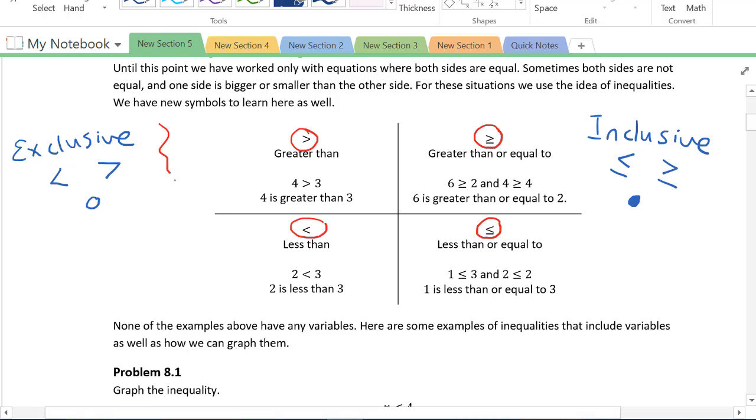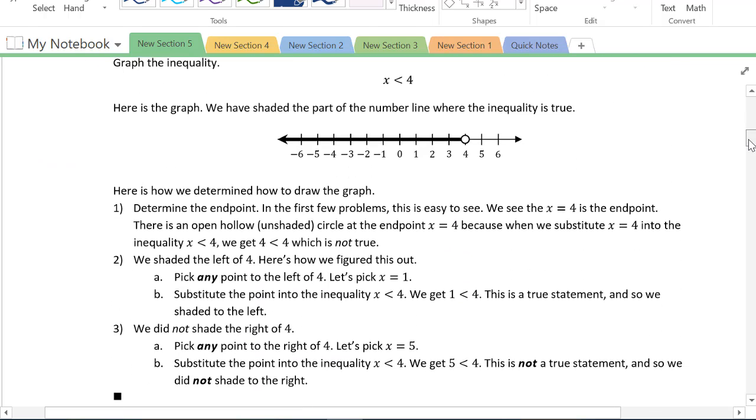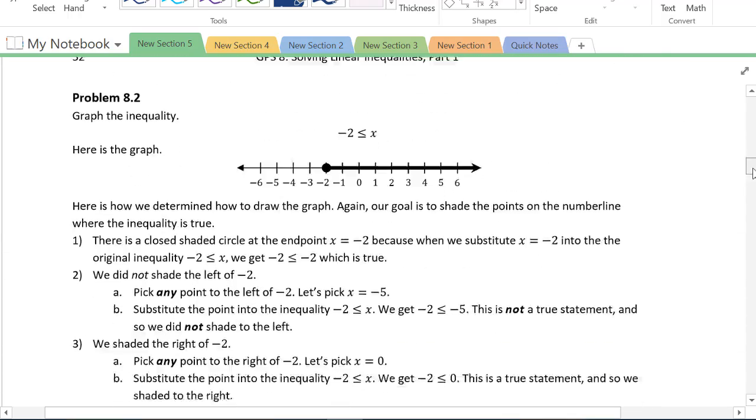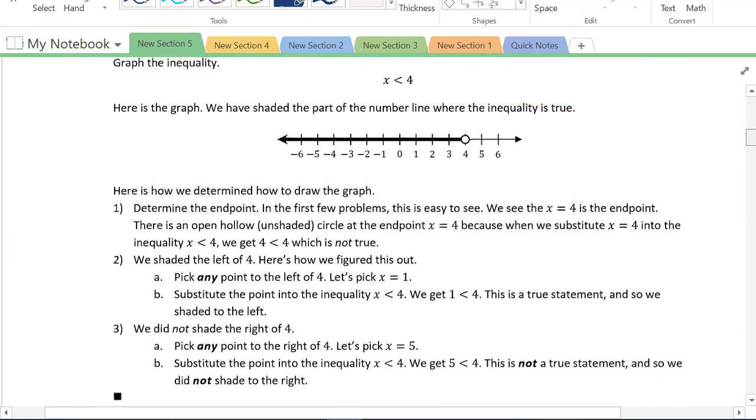Exclusive means we don't include the endpoint. Those are the symbols without the line, and we use an open circle. Inclusive, those are the symbols with the line underneath, and we use a closed circle. If you forget, look back at this slide for reference. So let's look at an example. Let's just go over these.